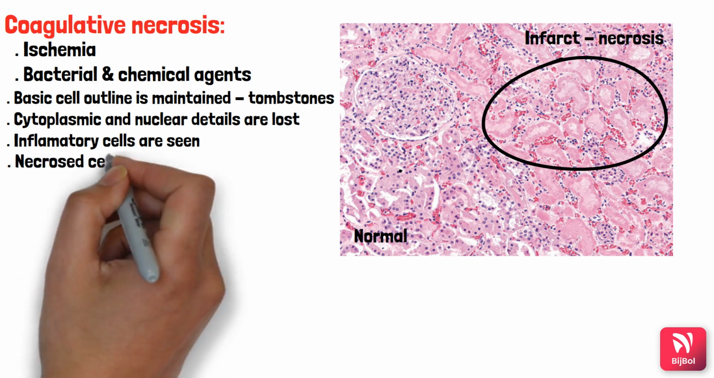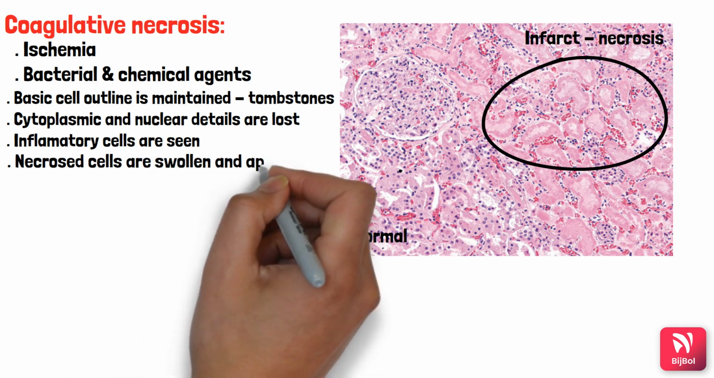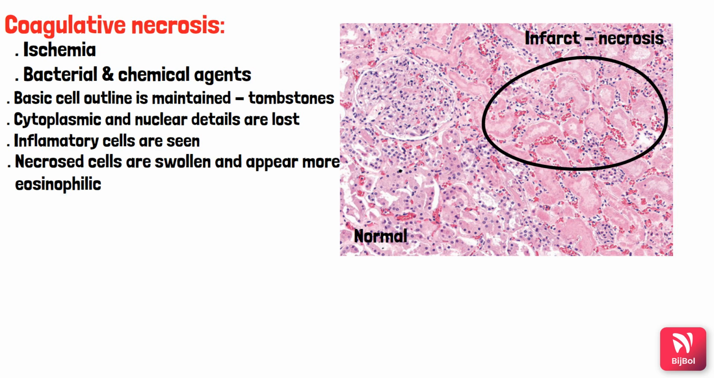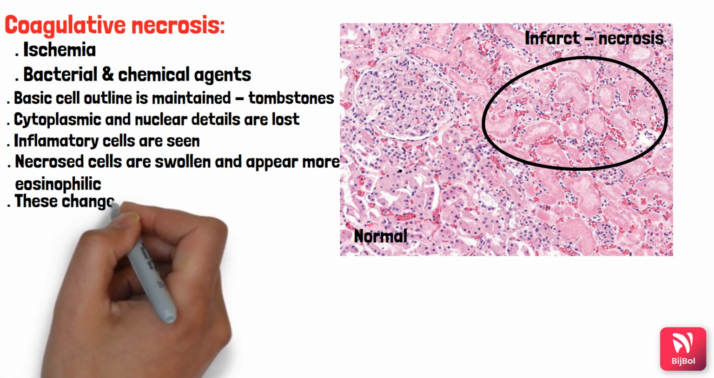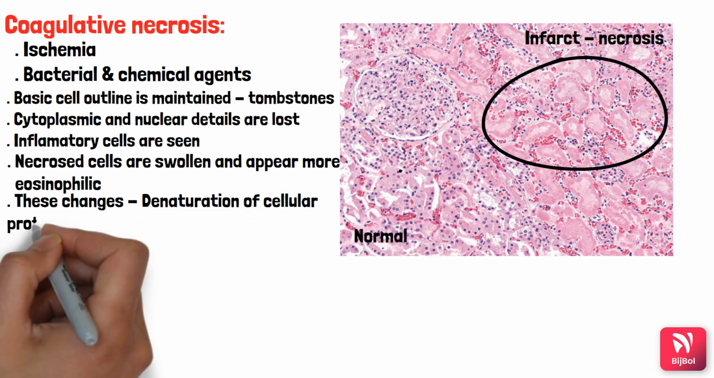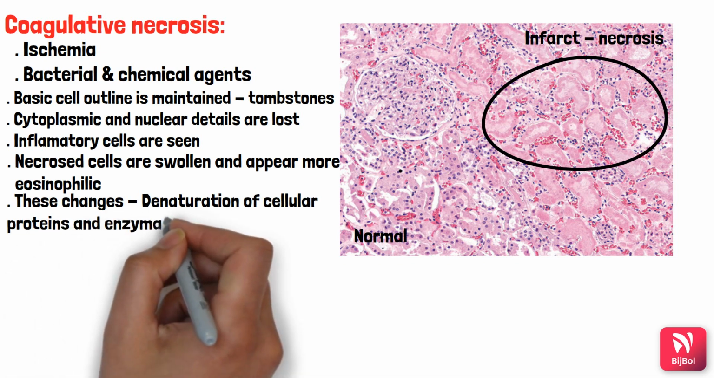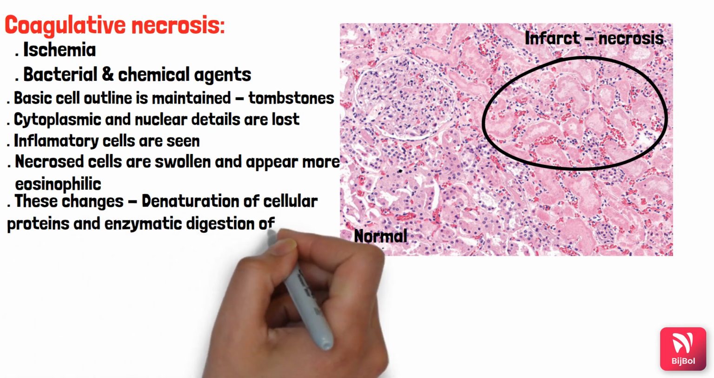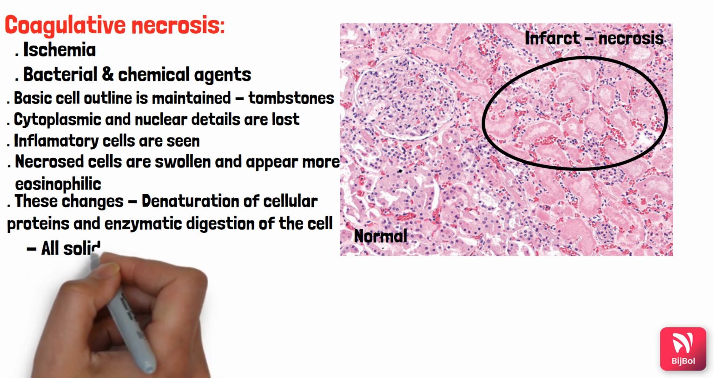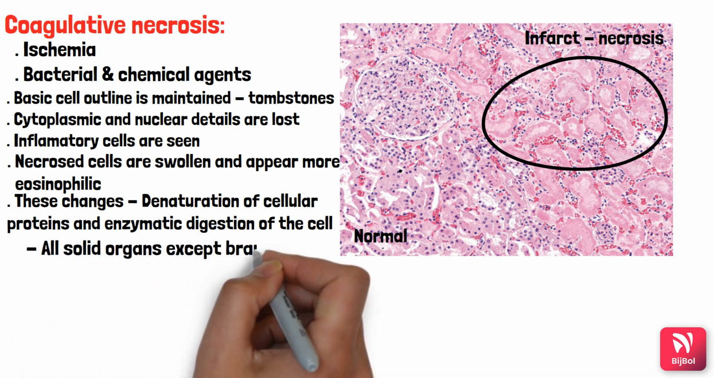And these necrosed cells will be swollen and appear more eosinophilic compared to the normal cells. As you can compare in the picture, the necrosed cells are more swollen and appear more pinkish, that is, more eosinophilic in nature. These changes occur in coagulative necrosis because of the denaturation of cellular proteins as well as enzymatic digestion of the cell. And coagulative necrosis occurs in all the solid organs except the brain. So this is about coagulative necrosis.